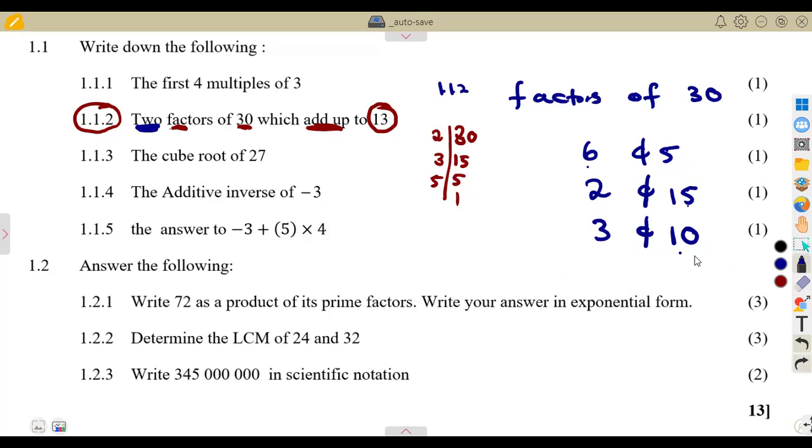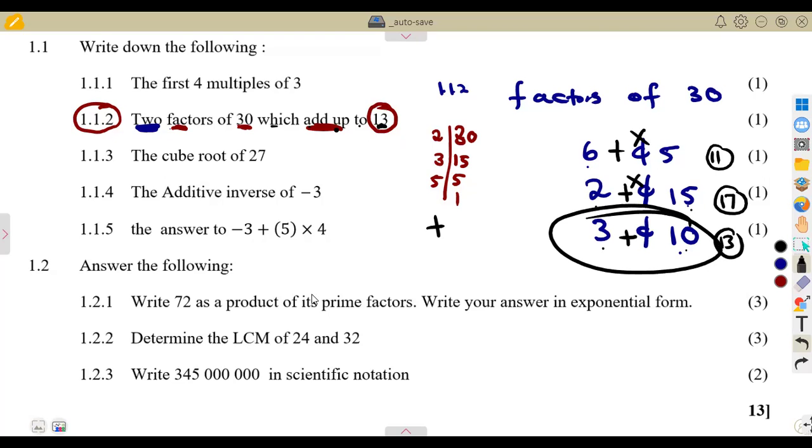There's no need. So now I want to try this because I have these factors, but they are saying these factors must add up to 13. You must add. Let's add here. 6 plus 5, that is 11, which is not 13. So this one is out. 2 plus 15, that is 17. This is not 13. So these two are out. 3 plus 10, that is 13. Exactly what we want. So the factors that we want are 3 and 10.